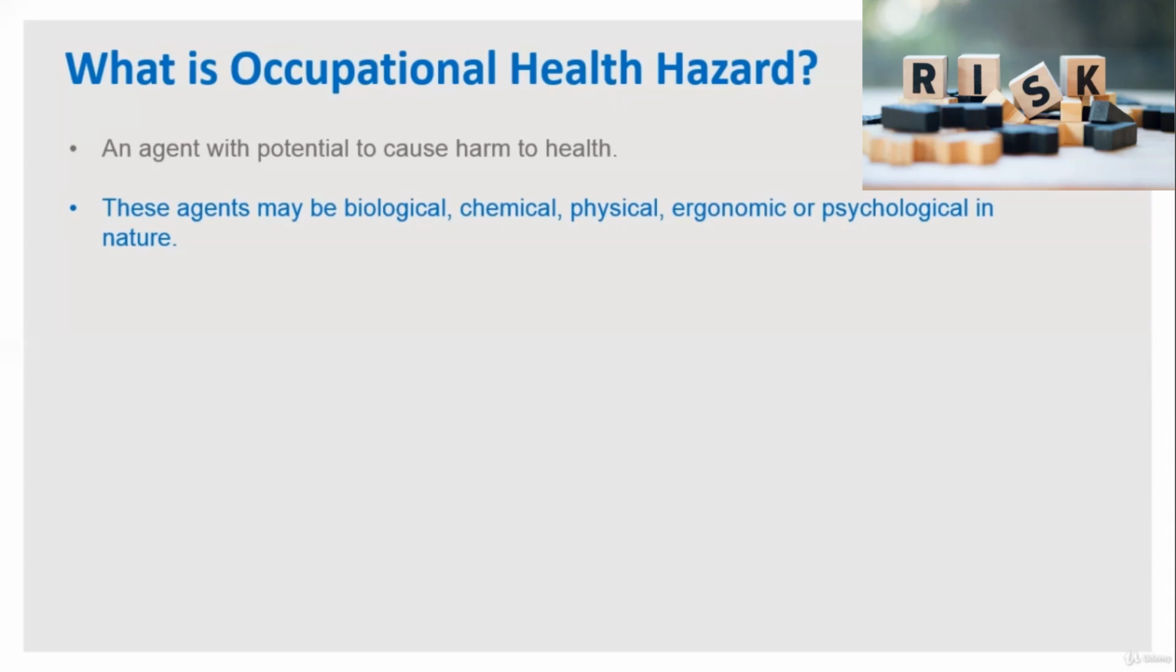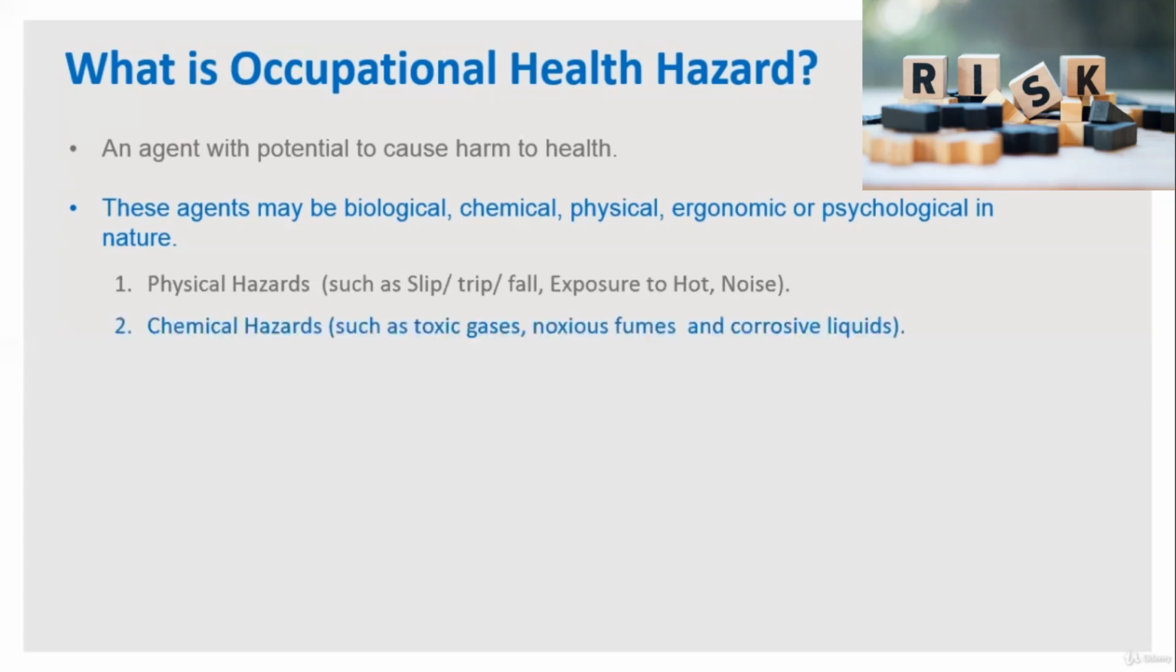If it were so, we could not work in our organization, because electricity is a hazard, fire is a hazard. But all the hazards are not a risk. When it is uncontrolled, that is when it becomes a risk. Physical hazards, for example, slips, trips, falls, exposure to heat, noise, etc. Chemical, as we discussed, toxic gases, noxious fumes, and corrosive liquids. Ergonomic, as we said, the height of a workbench: because of the workbench you are always leaning and working, your backbone starts paining, or you have a pain in your back. These kinds of things are because of ergonomic hazards.